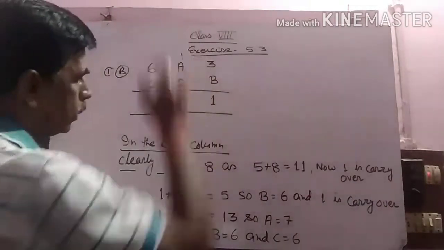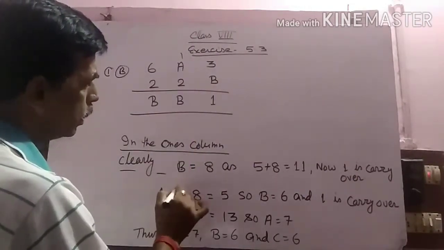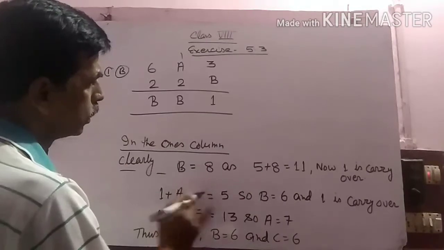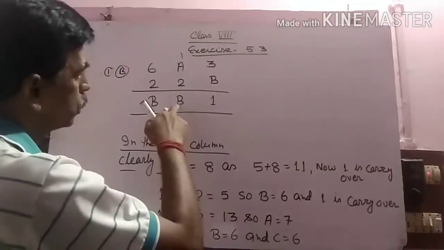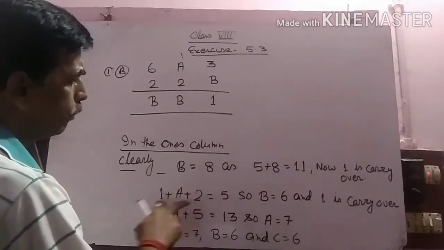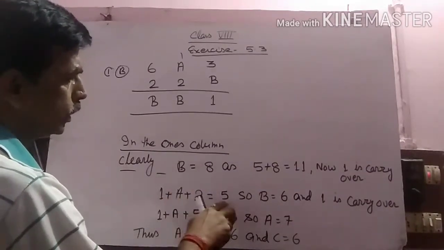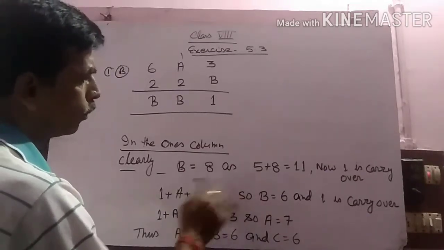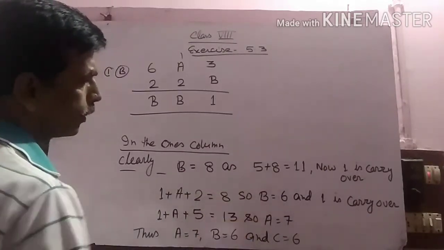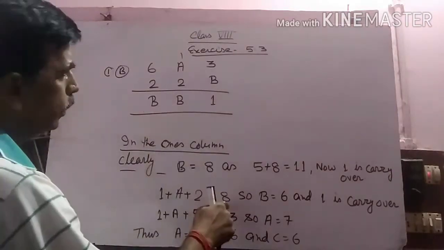So it becomes 1 plus a plus 2, so it will be b. What we get is that b is 8. So 1 plus 2 is 3, plus 5 is equal to 8. So b is 8. So the answer is 8.